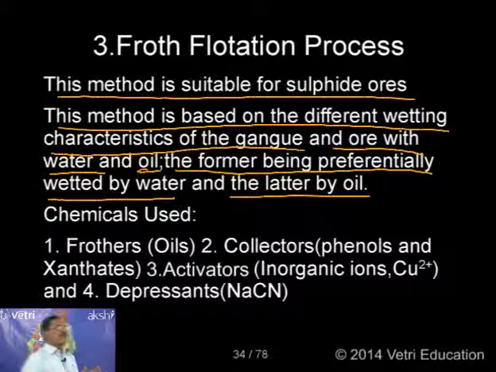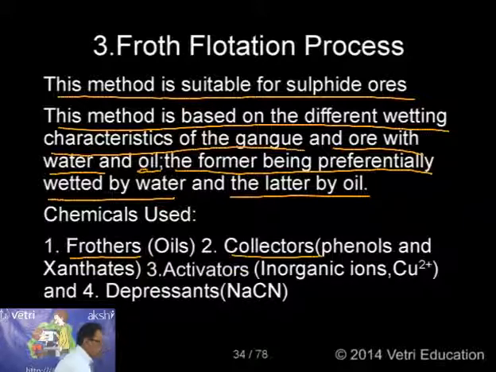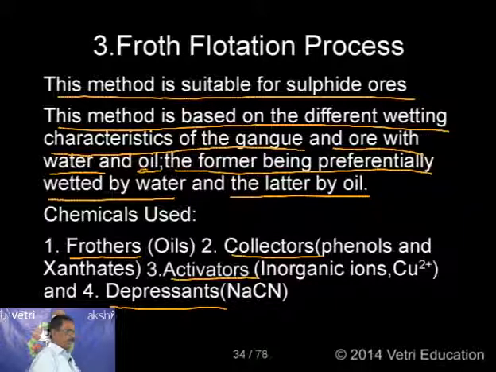So what are the chemicals used in this method? Number 1, frothers. Number 2, collectors. Number 3, activators. And number 4, depressants. For frothers, oils are commonly used. For collectors, normally phenols and xanthates are used. For activators, we generally use copper sulfate, a copper salt, an inorganic ion. And for depressants, normally sodium cyanide is used.